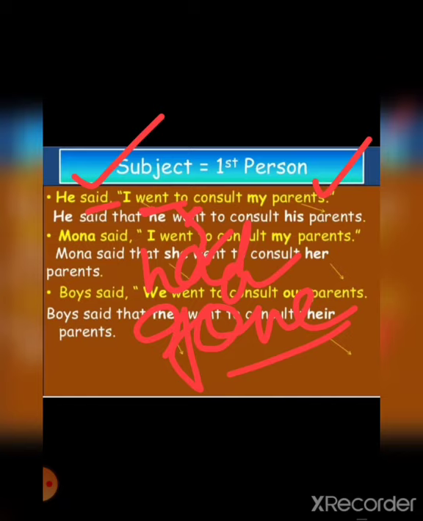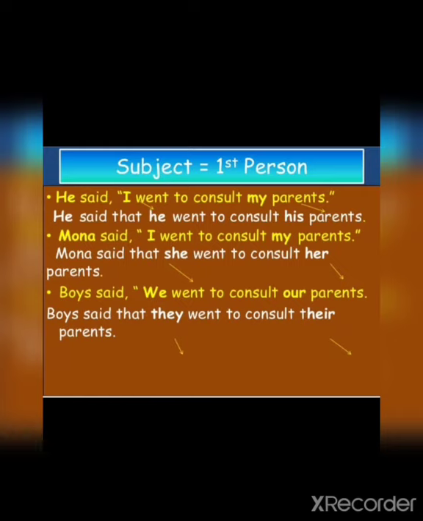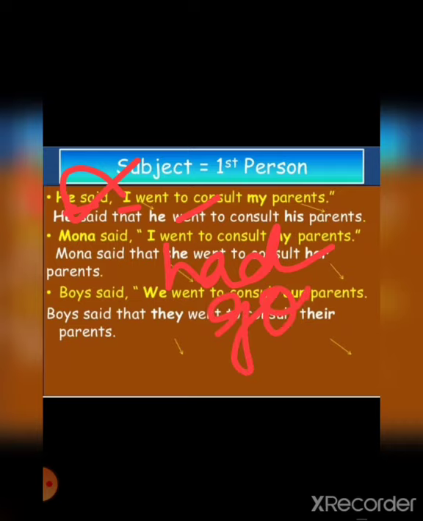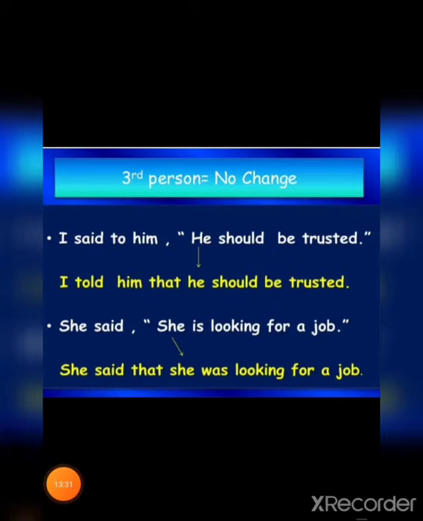So that is why it will become had gone. And "I" is the first person. First person will change according to the person who is speaking. So who is speaking over here? He is speaking. Okay, students. So that is why "I" will become "he". So he said that he had gone to consult his parents. See how the sentences are changed in the third person point of view.